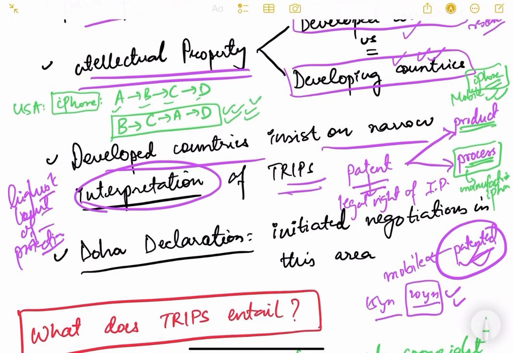Okay, but in India, for example, if there is only process patenting, that means India will provide the intellectual property rights or protection to this manufacturing process only, A, B, C, D. So in India, if there is process patenting, that means somebody in India can manufacture iPhone using another manufacturing process which is B, C, A, D.